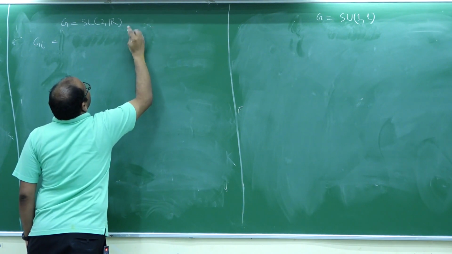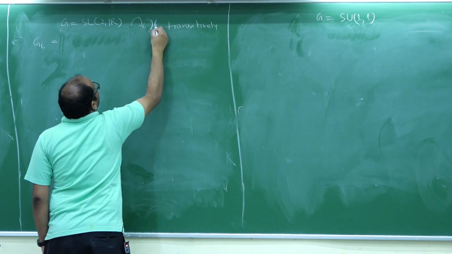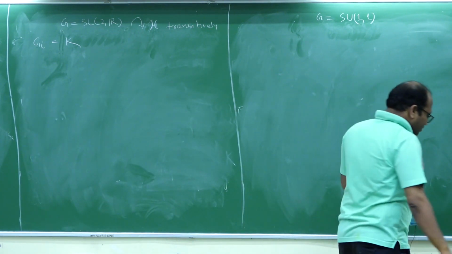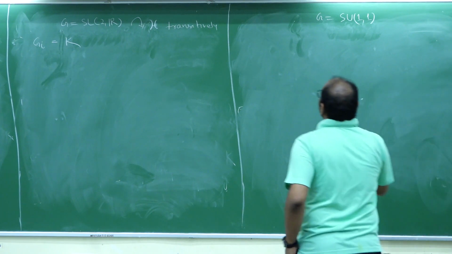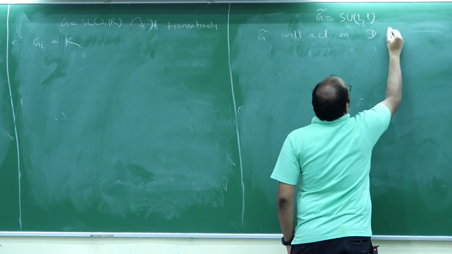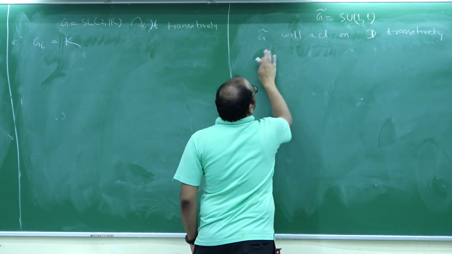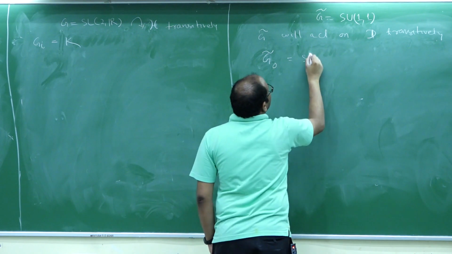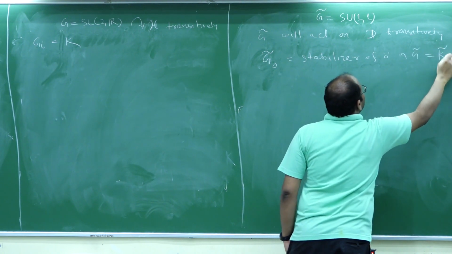So this SL2 acts transitively. So if you look at the stabilizer of I, you will get this K. Similarly, this SU1,1 will act transitively on D, because this Cayley transform is a very conformal map. So this G tilde will act transitively here. And what will be the stabilizer of 0 in G tilde? Simply this will be K tilde. You know what K tilde is.